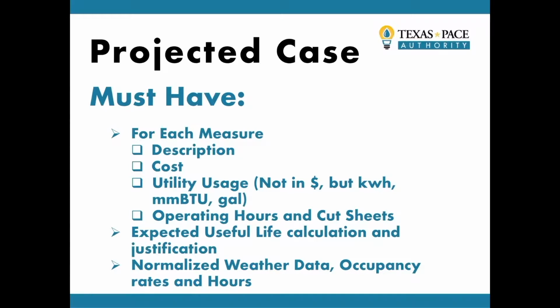We also need to know operating hours, and if you have cut sheets on the equipment as well, that would be helpful. We're also going to expect that you perform an expected useful life calculation and justify that, and we'll discuss what that should look like shortly. And finally, you'll also need to provide your assumptions that went into your analysis, whether it's weather normalization data, occupancy rate, hours of operation, things like that.